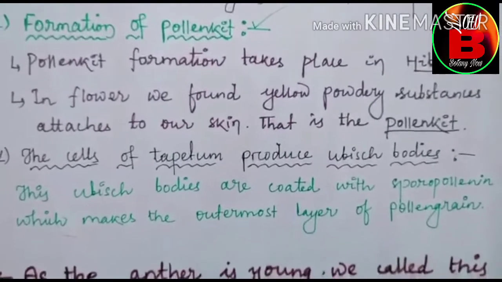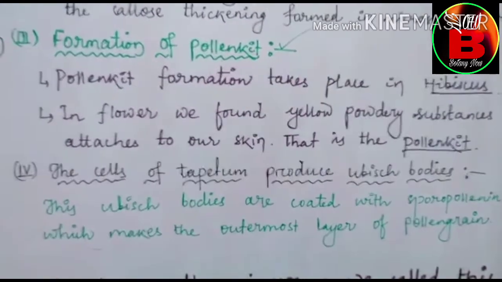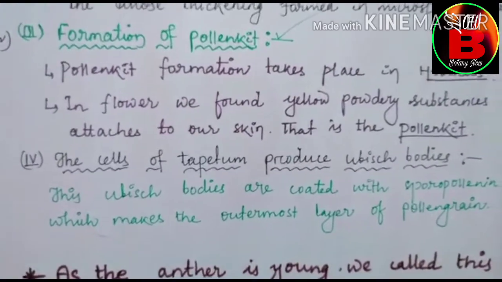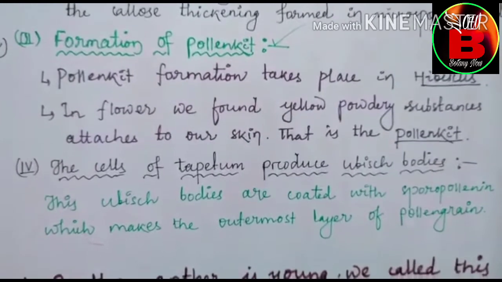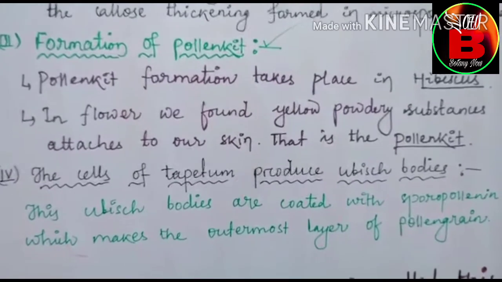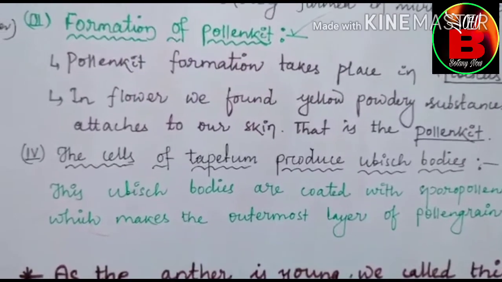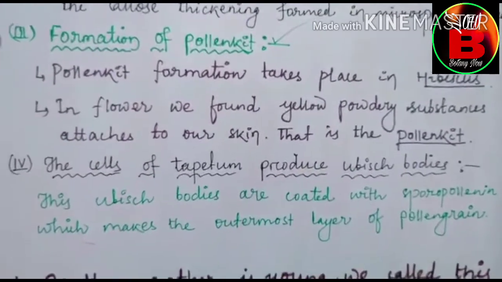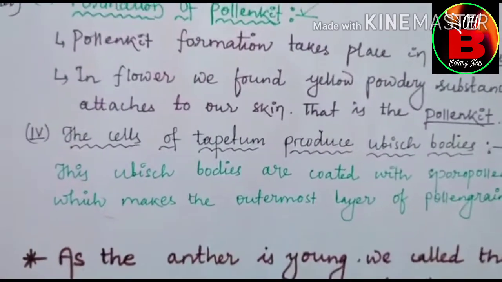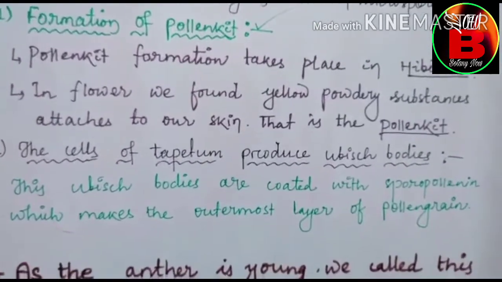Then comes the fourth function. The cells of the tapetum produce Ubisch bodies. So what do we mean by Ubisch bodies? These appear in the cytoplasm of the tapetal cells during spore wall formation. When the microspore wall is being formed, at that time Ubisch bodies appear in the cytoplasm of the tapetal cells. They are present in the cells of the tapetum and help in the development of pollen grains.